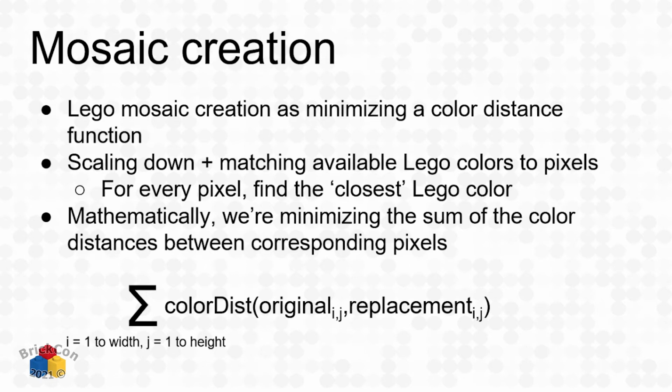So basically you scale it down to the resolution you want. For every pixel, find the closest Lego color, right? That's the most natural thing to do, right? And that's something that a computer can do many, many times faster than a human can do.